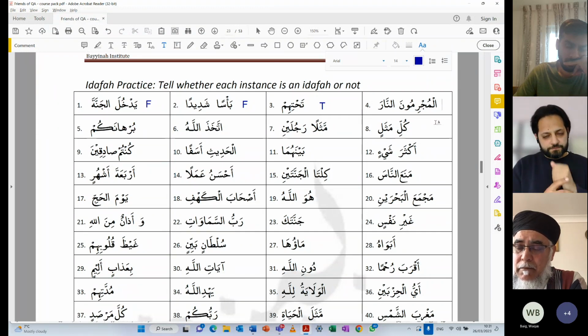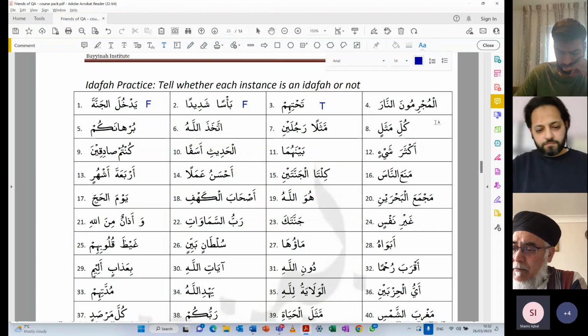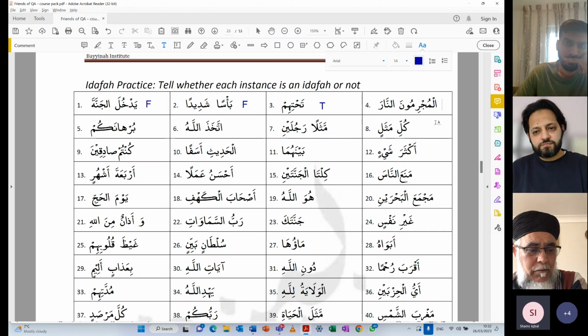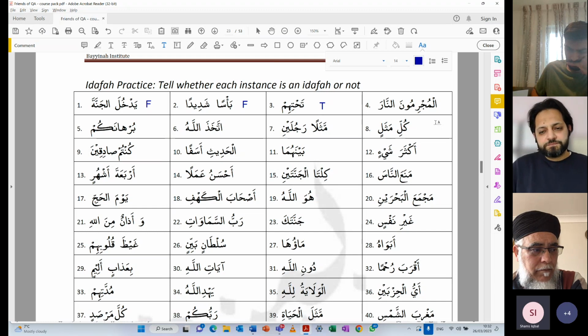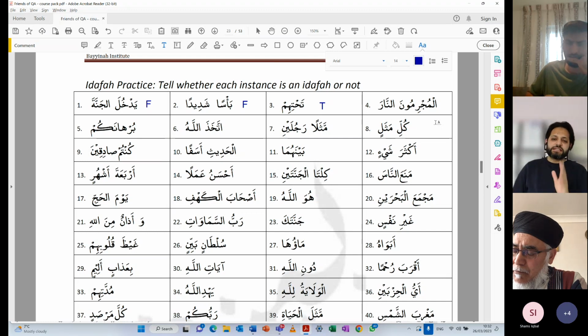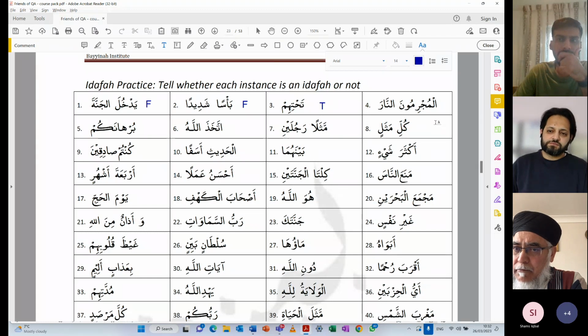Al mujrimuna an-nara. No. Nara is not jar. But what about al mujrimuna? It's not light, not followed by jar, and it has an alif lam. No alif lam is one condition of mudaf. As soon as you see the al, it's not idafa. So you don't have to analyze everything else. Mudaf cannot have an al, right?